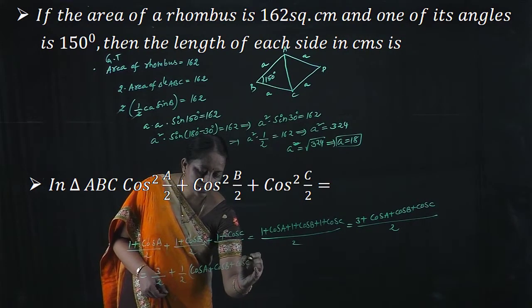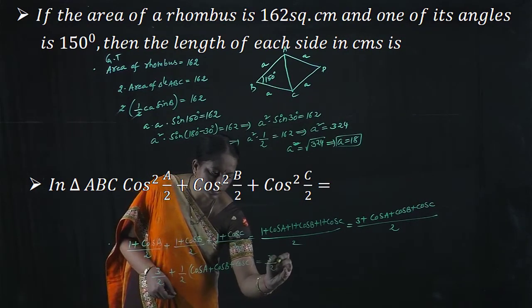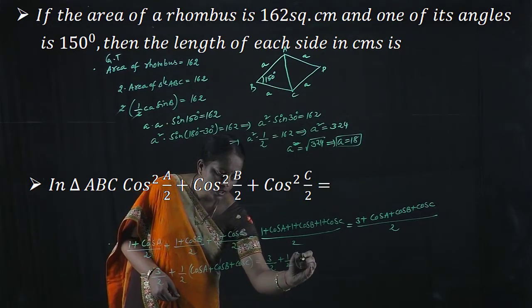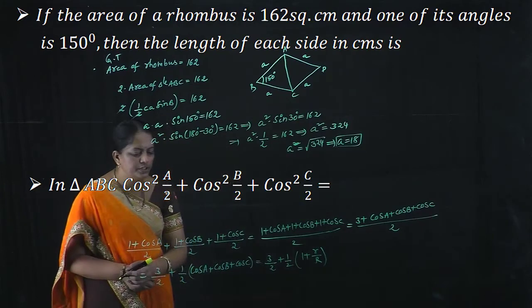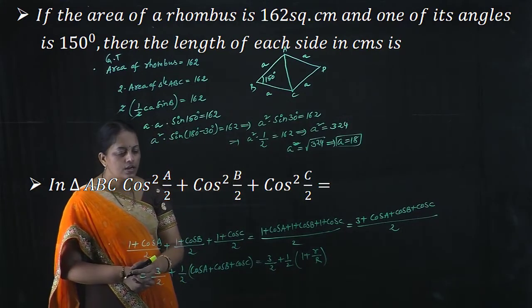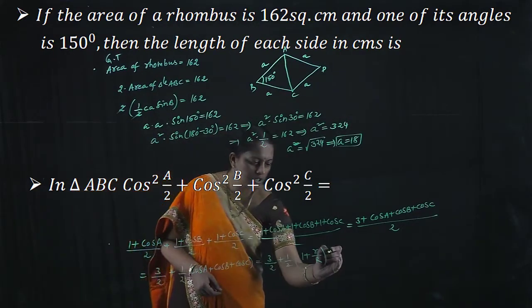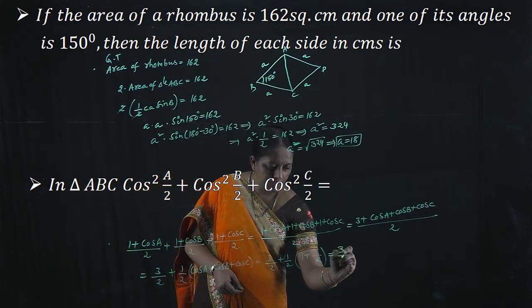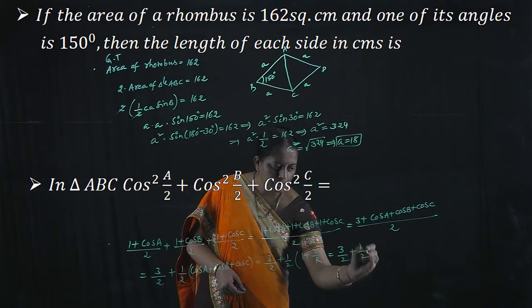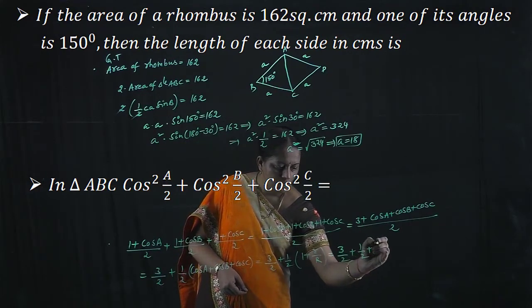And we know that cos A plus cos B plus cos C is equal to 1 plus small r by capital R. This is very much useful throughout this chapter. By simplification we get 3 by 2 plus 1 by 2 into 1, plus 1 by 2 into small r by capital R, which is small r by 2 into capital R.